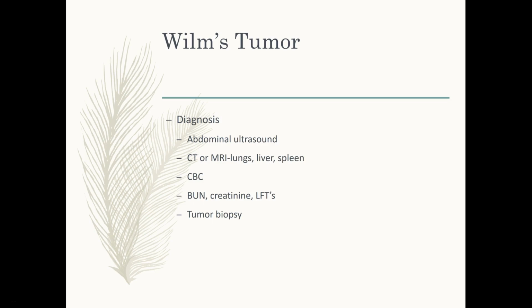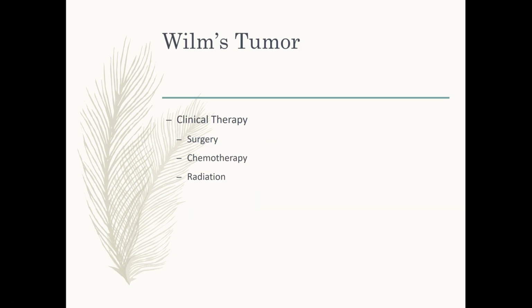Diagnosis: you're going to do an abdominal ultrasound. You may do a CT or an MRI of the lungs, the liver, and the spleen to look for metastasis, but like I said, most of the time it hasn't. You're going to do a CBC to see if it's gone into the bone marrow. You're going to check out those kidneys and the liver as well. A tumor biopsy is obviously the definitive diagnosis.